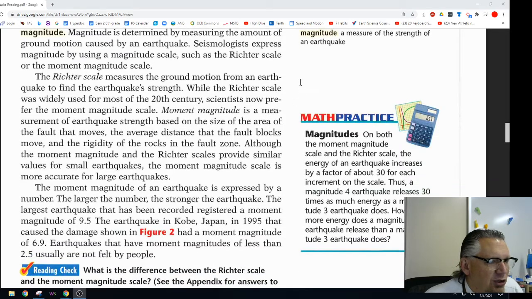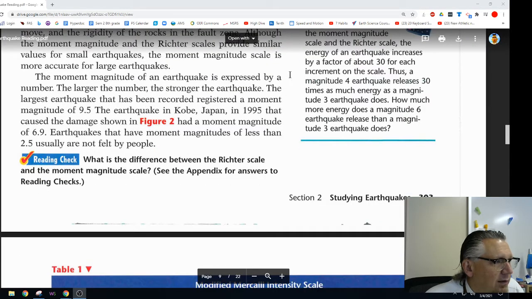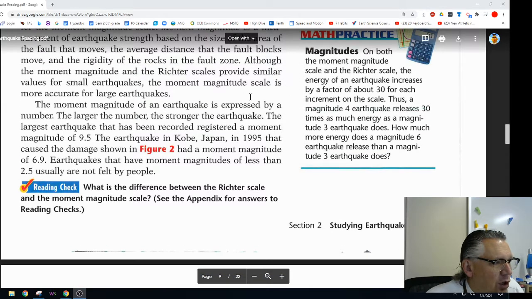The Richter scale measures the ground motion from the earthquake to find the earthquake's strength. While the Richter scale was widely used for most of the 20th century, scientists now prefer the moment magnitude scale. Moment magnitude is a measurement of the earthquake's strength based on the size of the area of the fault that moves, the average distance that the fault blocks move, and the rigidity of the rocks in the fault zone. Although the moment magnitude and the Richter scale provide similar values for small earthquakes, the moment magnitude scale is more accurate for large earthquakes.